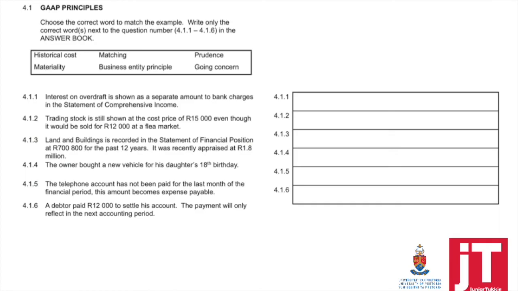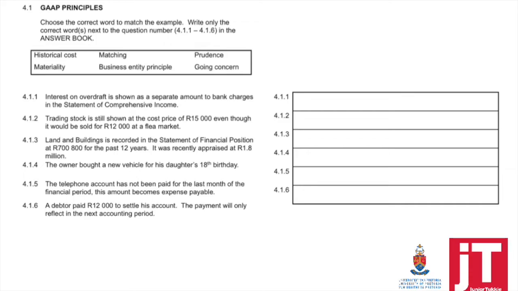We're going to look now at Chapter 11, Financial Statements, Analysis and Interpretation, Activity 4. Question 4.1, GOB Principles. Choose the correct word to match the example. Write only the correct word or words next to the question number 4.1.1 to 4.1.6 in the answer book.